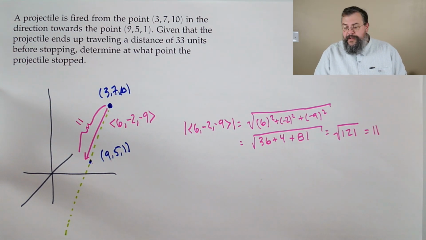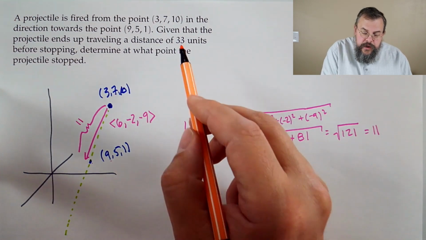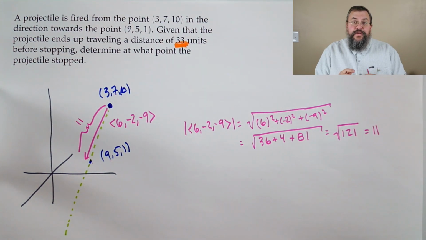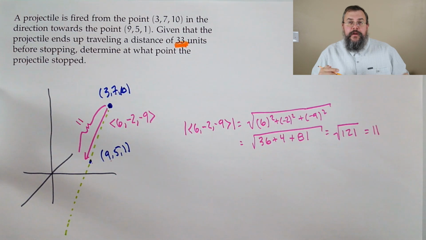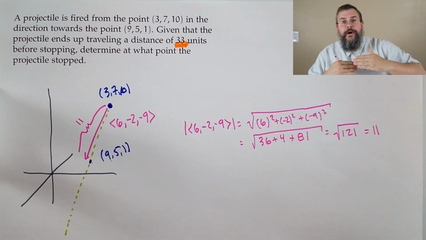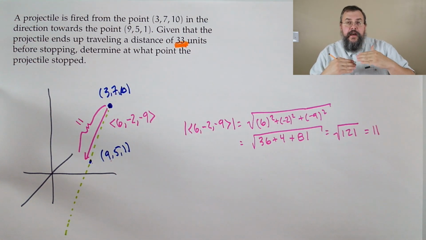What is the right length? Well, what we want to do is go 33 units. So we say, okay, how do we go from traveling 11 to traveling 33? What's the transition? How do we change it? Well, the key is we take our vector and we scale.